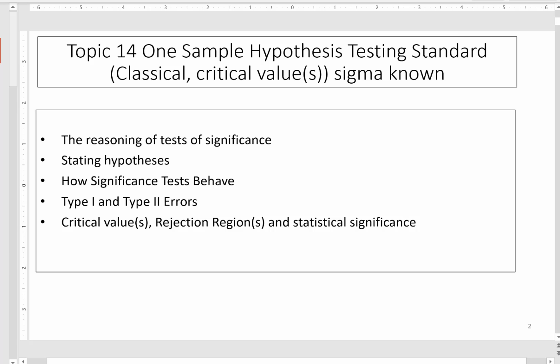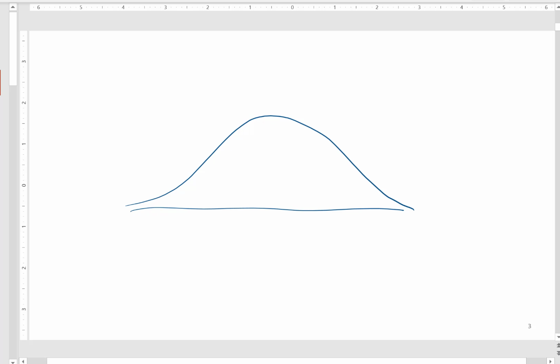So we're going to look once again at the reasoning of tests of significance, stating hypotheses, and how significance tests work. And we went over Type 1 and Type 2 errors. What we're going to concentrate on here is critical values, rejection regions, and the idea of statistical significance. What we looked at before was p-values. We started the problem with a significance level, and of course we're in a right-, left-, or two-tailed test.